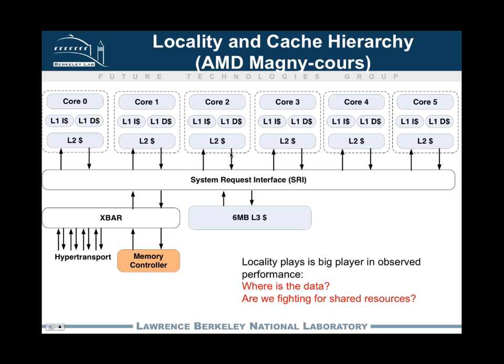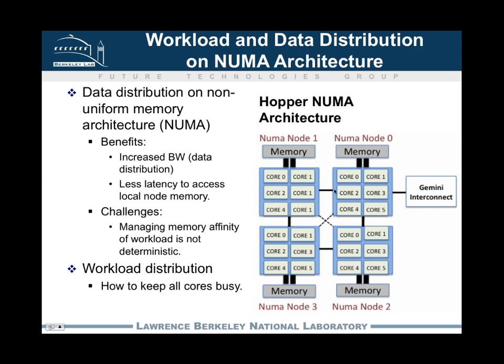If the application is more regular, it is easier to achieve that; if it has more irregular behavior, it becomes more challenging. The other aspect we typically look at is the workload and data distribution. If we have a multi-core architecture, we try to distribute the workload evenly between the cores. In this figure, I'm showing the Hopper node, which is one of the petaflop machines at NERSC.